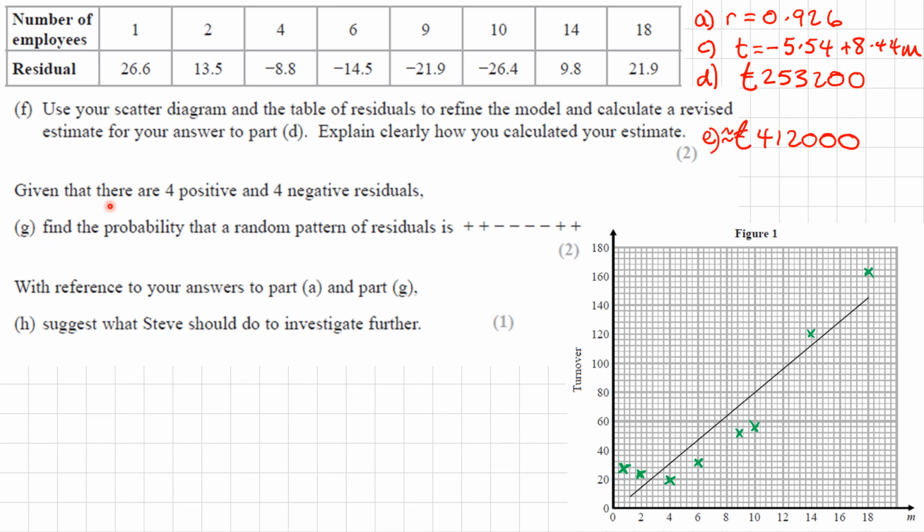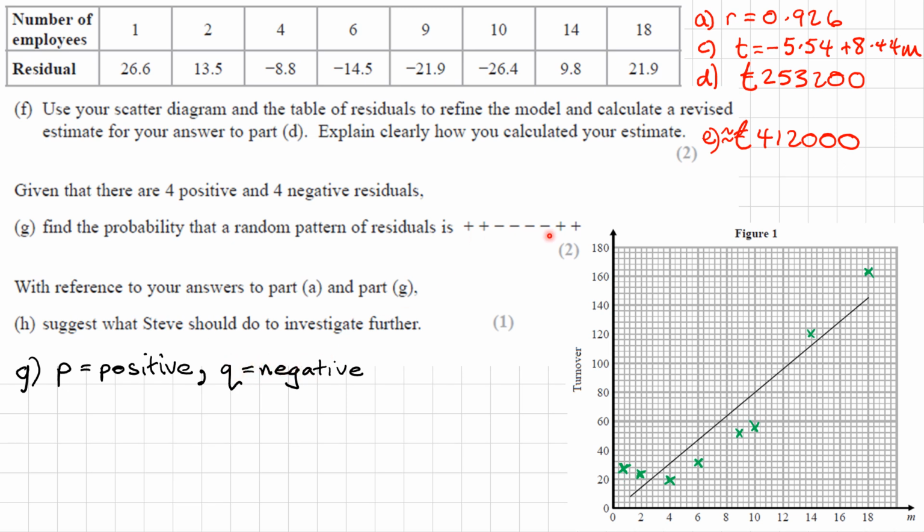Okay, given that there are 4 positive and 4 negative residuals, part G, find the probability that a random pattern of residuals is plus plus, minus minus minus minus, plus plus. Now what I'm going to do is use P to stand for a positive residual, and rather than use N for negative, because that can be used for other things, when we're dealing with probabilities like this, we tend to use P and Q. So Q is going to stand for a negative residual, and this is a little bit like a binomial.